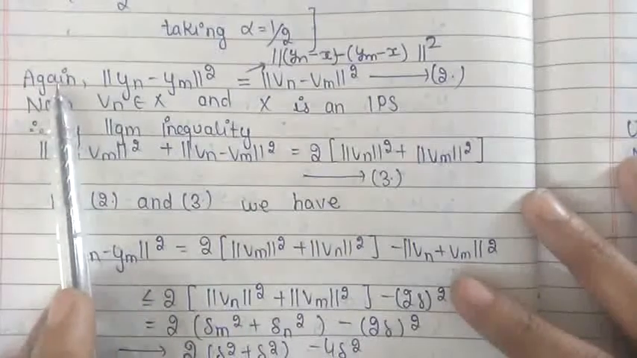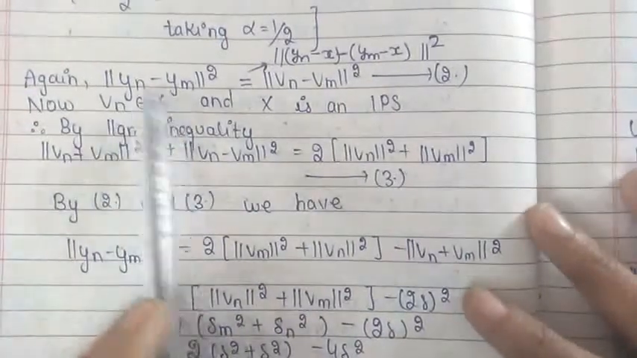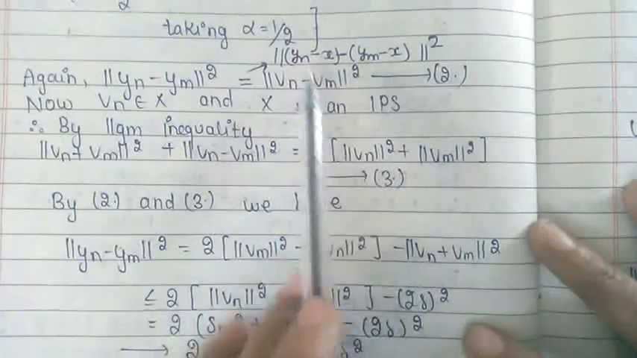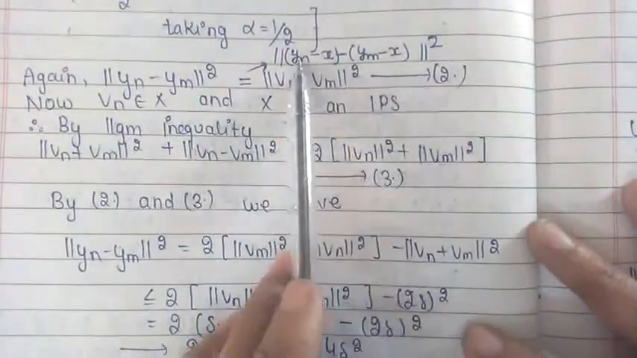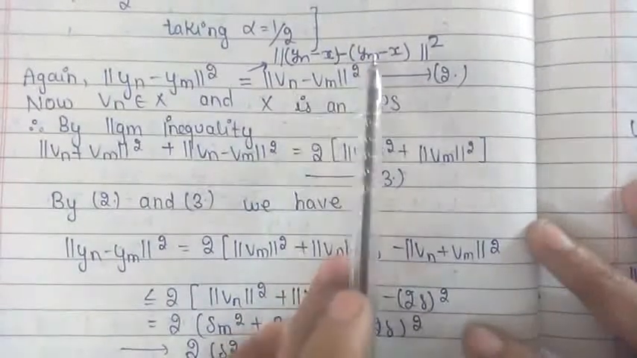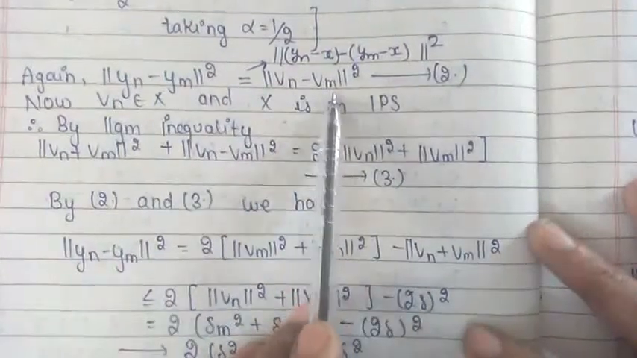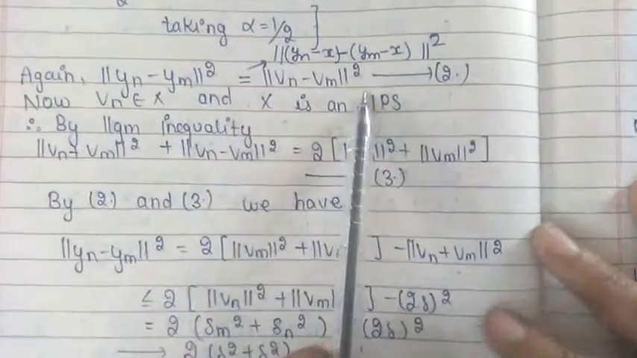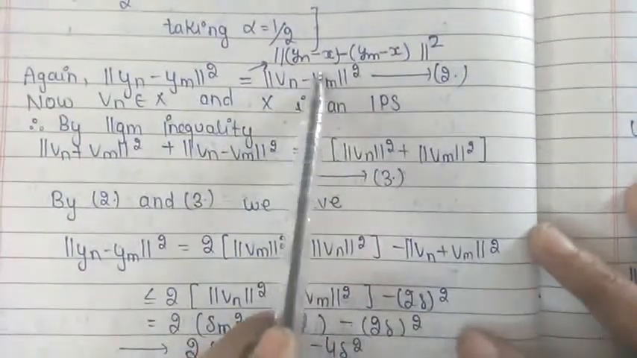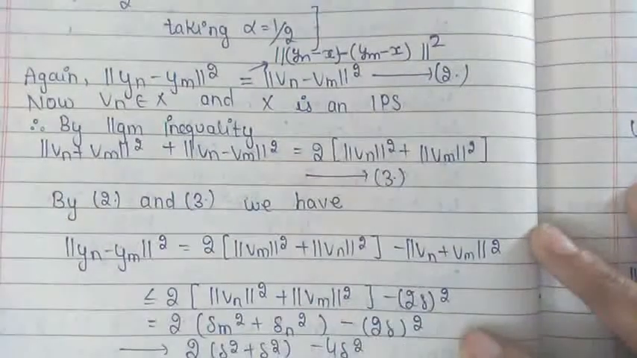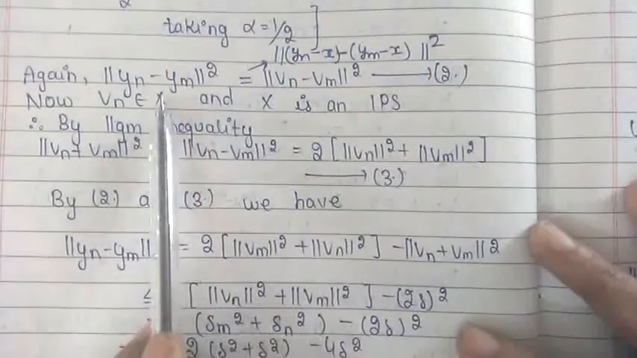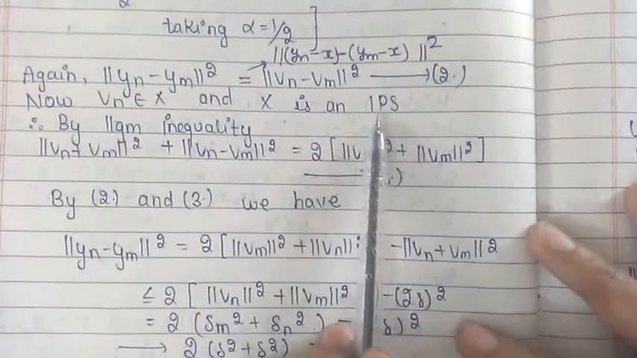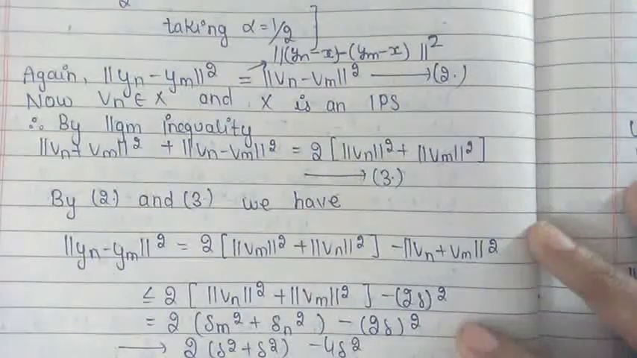Now let us consider yn minus ym norm square. Adding and subtracting x here, this can be written in this form. Yn minus x, that is Vn, and ym minus x, that is Vm. So this quantity will become Vn minus Vm norm square. Now Vn and Vm are elements of the inner product space X, and in this space we can use the parallelogram equality.